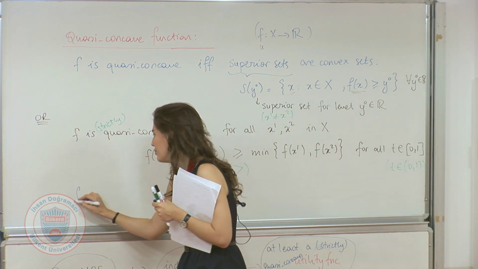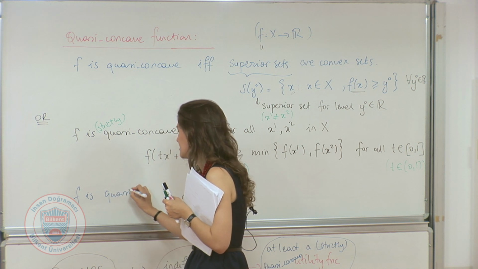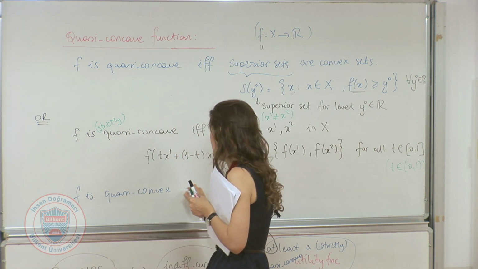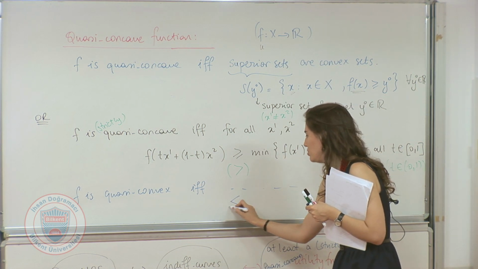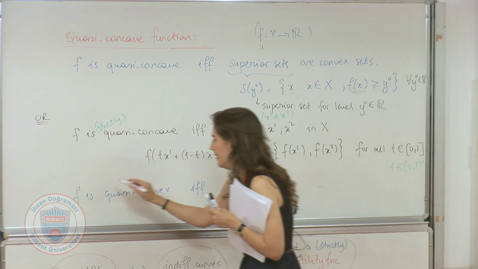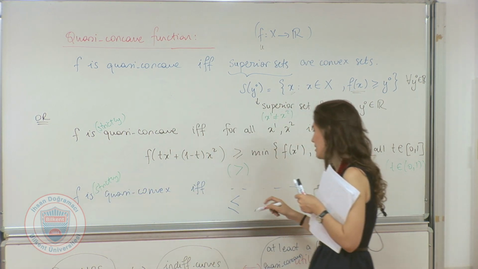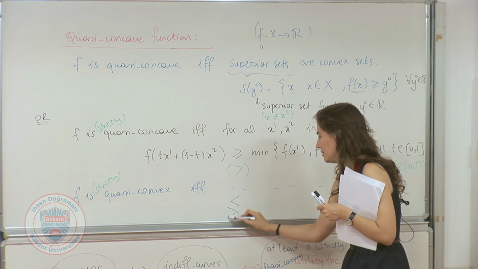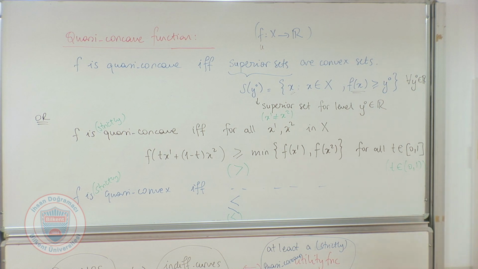So this, I would leave it to you. F is quasi-convex, okay? If and only if. So you have all this stuff, but what you do is you say less than, and if you want to make this strict, you know the trick. Strictly quasi-convex, right? So you make this less than here, and then you get rid of all those equalities, okay? So this is basically how we define it.